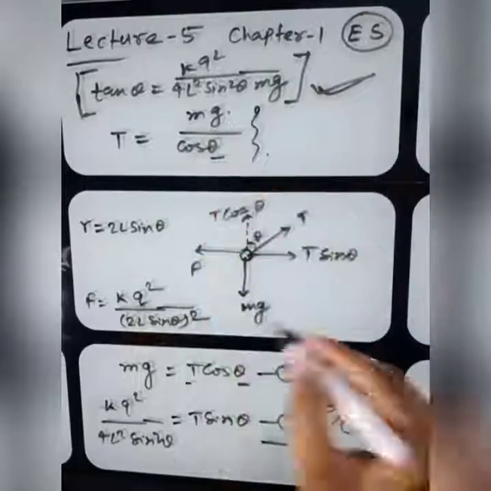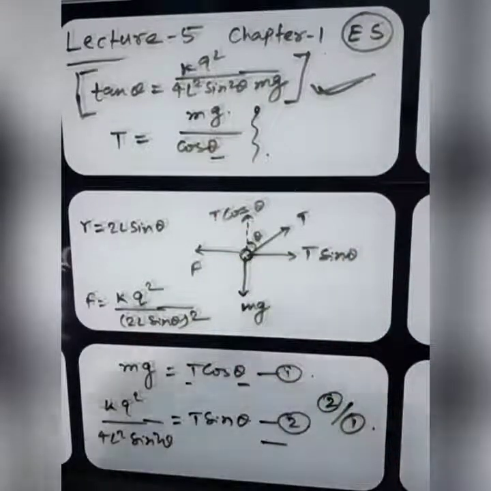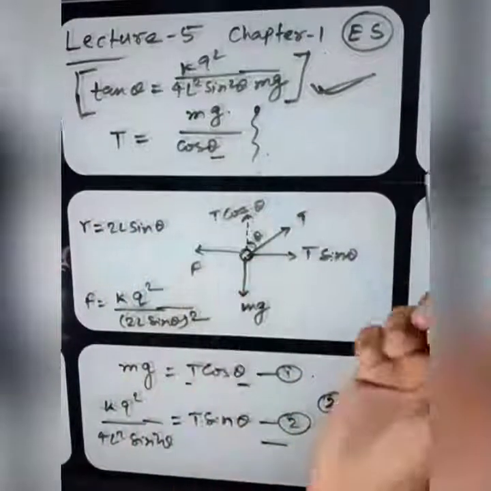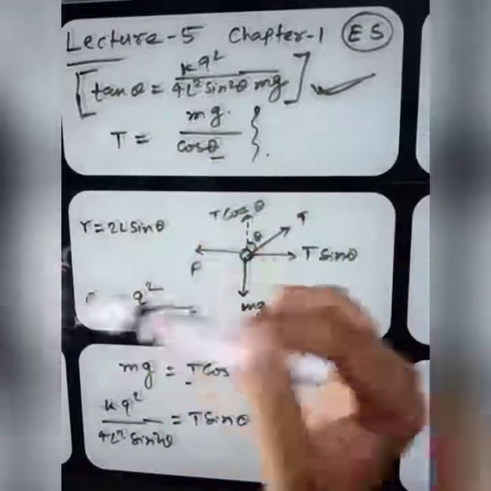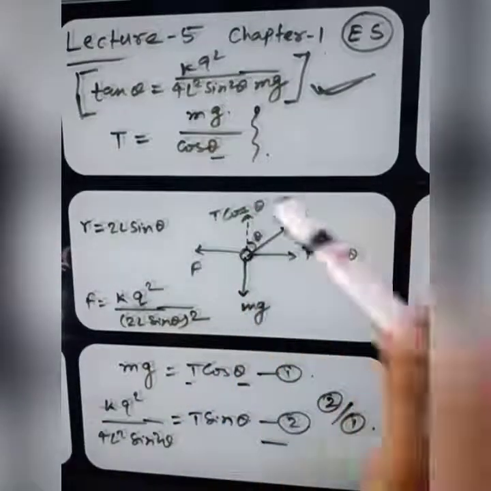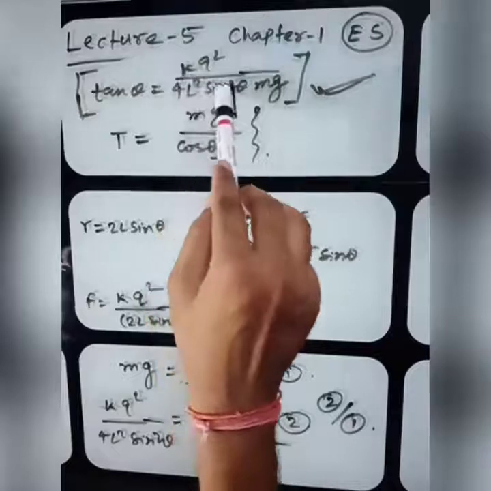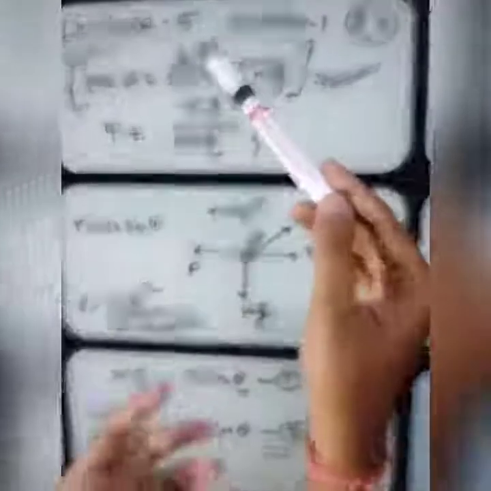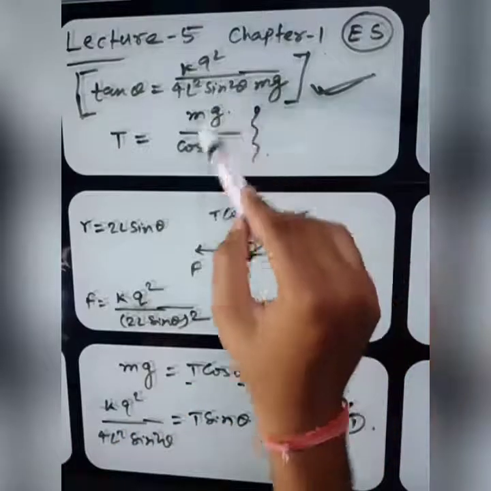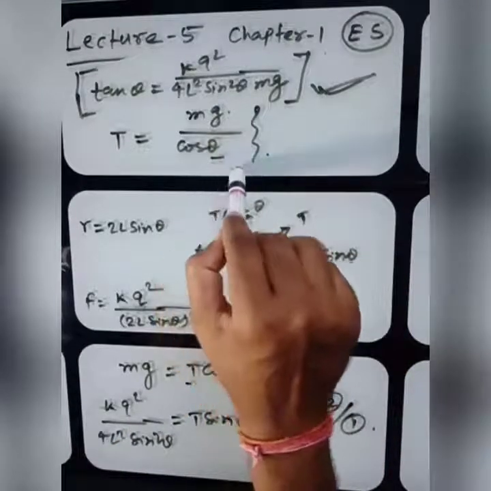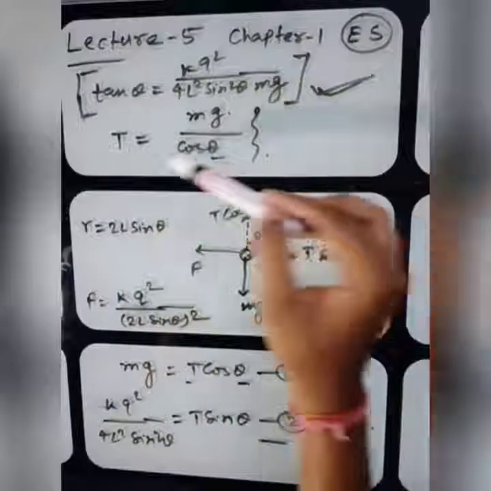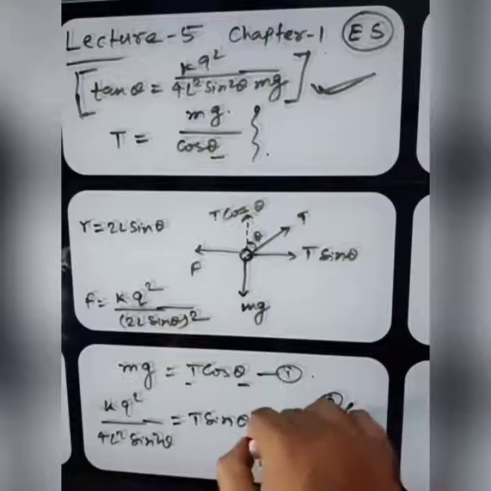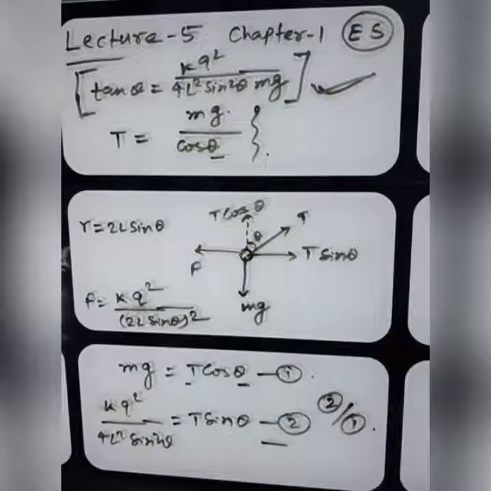Actually, the question was asking to find the tension for a given theta. If theta is given, it is very simple to find the tension. But if theta is not given, and only length, charge and mass are given, then you can find theta over here. You will solve this equation to find cos theta, or maybe sin theta, then calculate the value of cos theta, put it in, and find the tension. You can find the tension from equation 2 also. In this way you can solve this type of question.